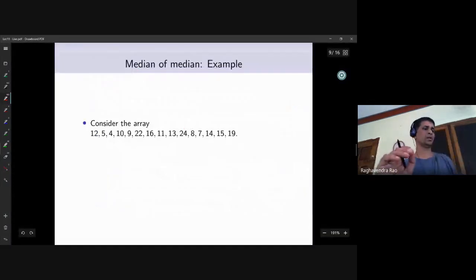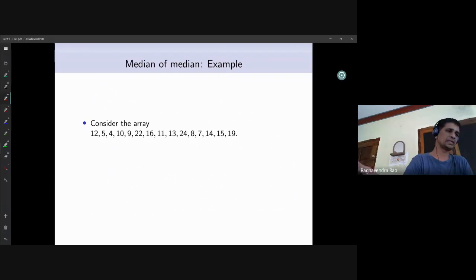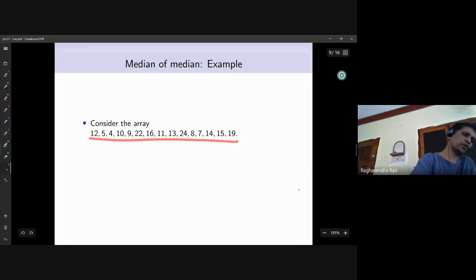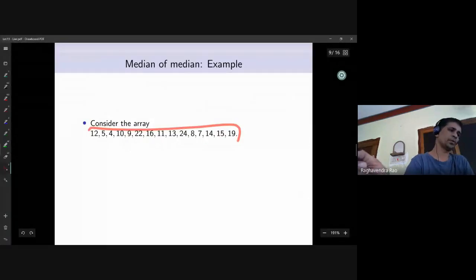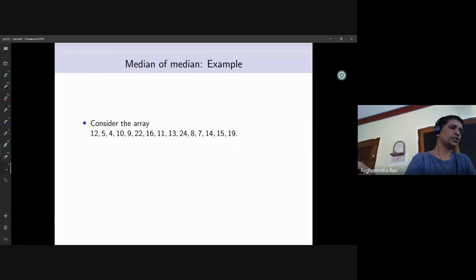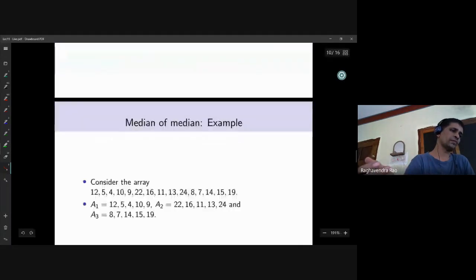Let's take a simple example. It should be a multiple of 5, then it's easier to understand. So we take an array of 15 elements. I hope no element is repeated. Now we partition it into 3 subarrays, each of size 5.